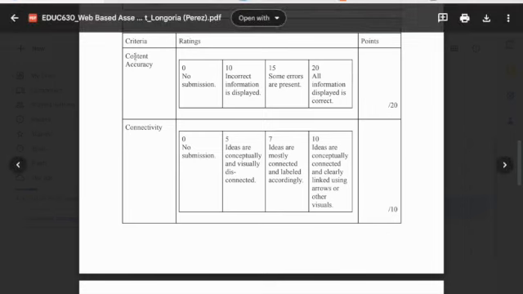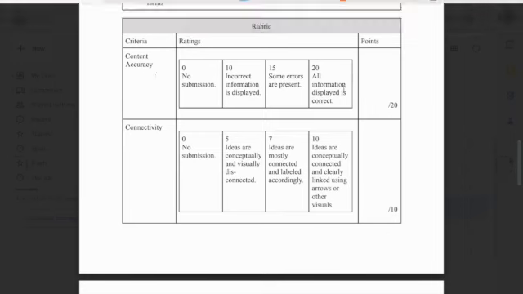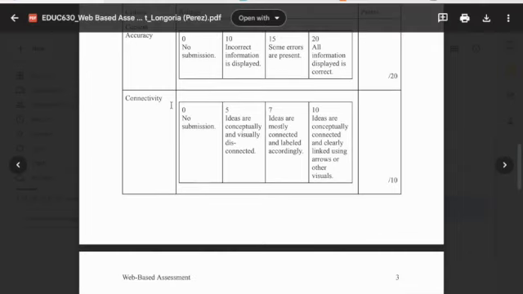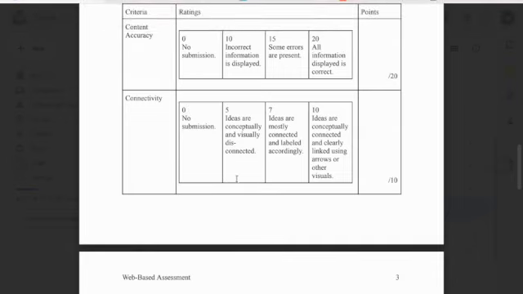So the rubric, your content accuracy is graded on a 20-point scale. 0 is no submission. 10, you have some incorrect information displayed. 15, you have some errors, but most of it is correct. And then 20, all of the information that you display on your concept map is correct. Then we have connectivity. So again, 0 is no submission. A 5-point is ideas are conceptually and visually a little disjointed or disconnected. So that's where you're not showing me how the equation is related to the name of the form or how I would graph it.